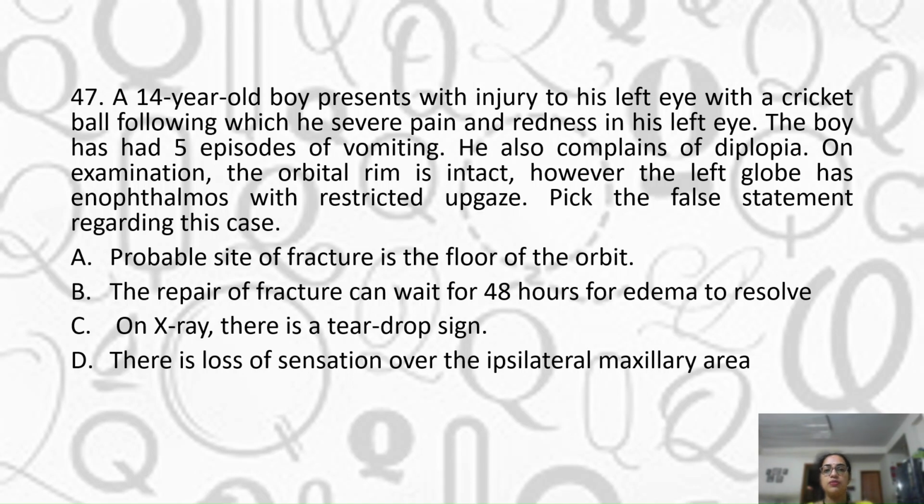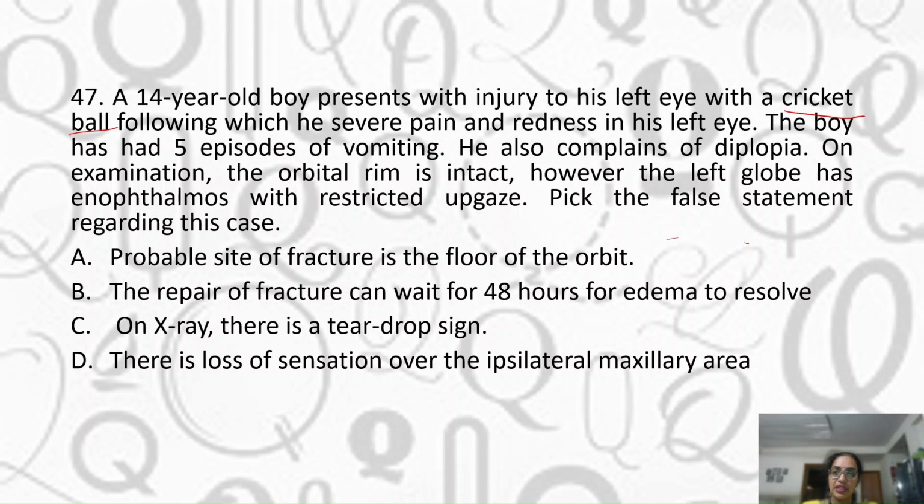A 14-year-old boy presents with injury to his left eye with a cricket ball, following which he has severe pain and redness in the left eye. When you see this cricket ball, you should understand that we are probably going to talk about the orbital blowout fracture. The boy has had 5 episodes of vomiting. He complains of diplopia. On examination, the rim is intact. However, the left globe has enophthalmos and restricted up gaze. All these points point towards a floor of the orbit fracture, a blowout fracture.